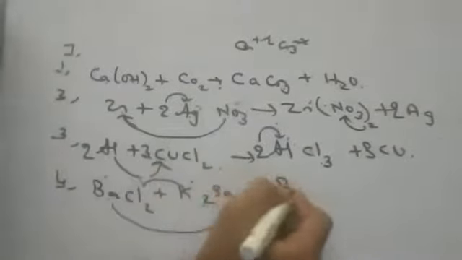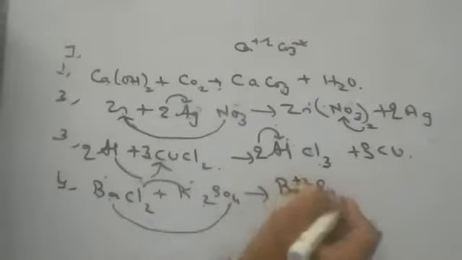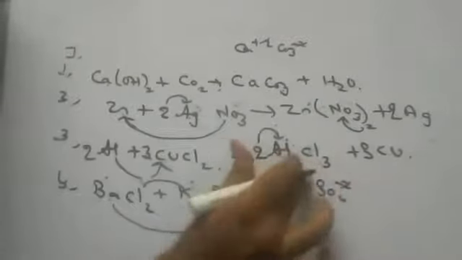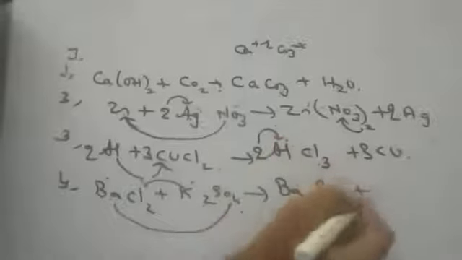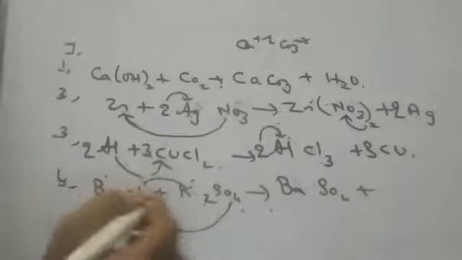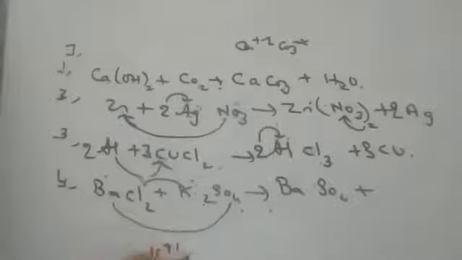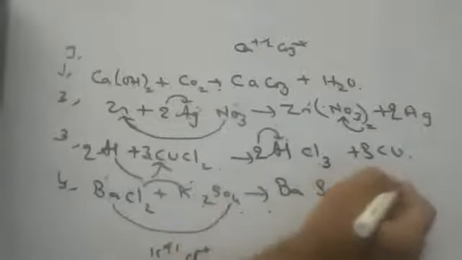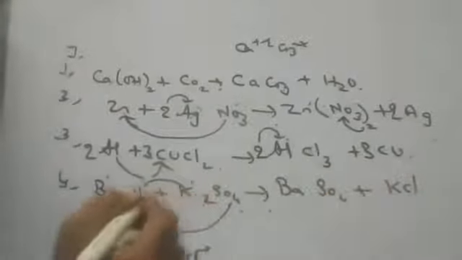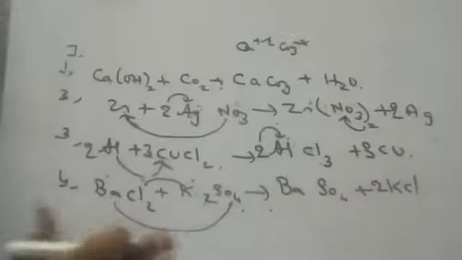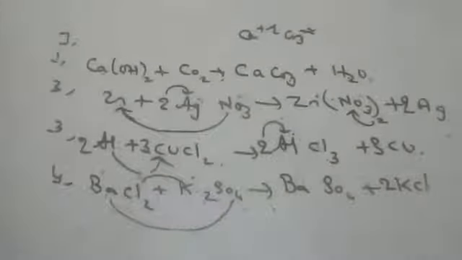Barium sulfate, what is the formula? Ba is plus 2, SO4 is minus 2. Plus 2 minus 2 cancel, children. What is the formula of barium sulfate? White precipitate BaSO4 plus potassium chloride. Potassium is plus 1, Cl is minus 1. Plus 1 minus 1 cancel. So KCl you will get, children. 2 potassiums and 2 chlorines are there. So put here 2. Hence it is balanced. This is 7th reaction, 7th question.